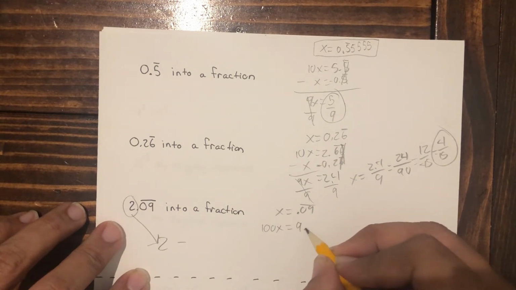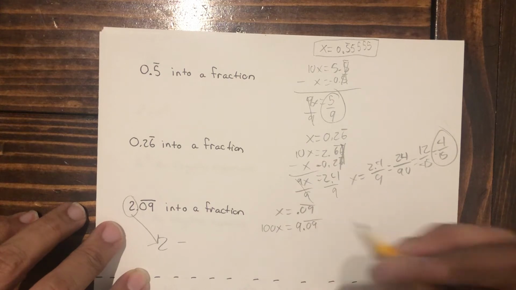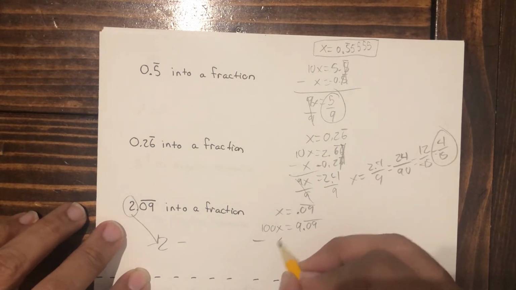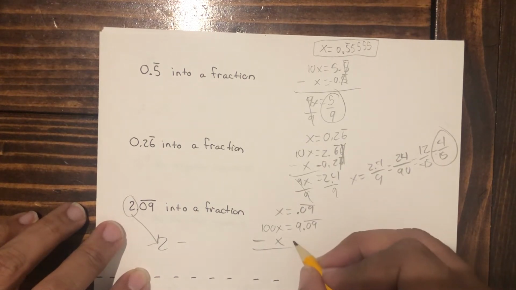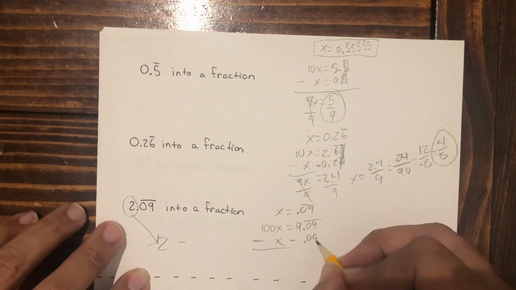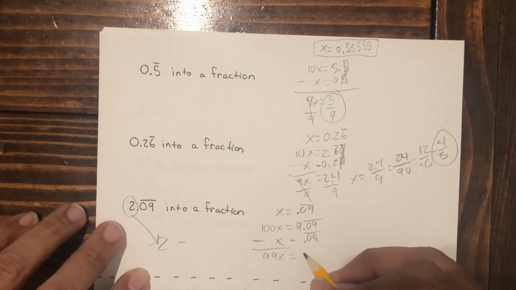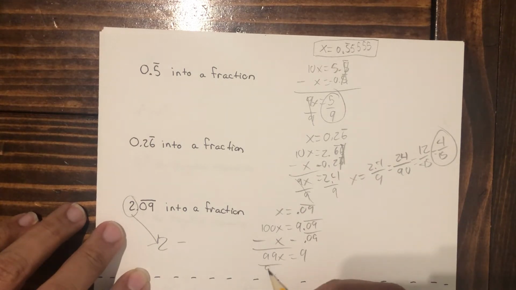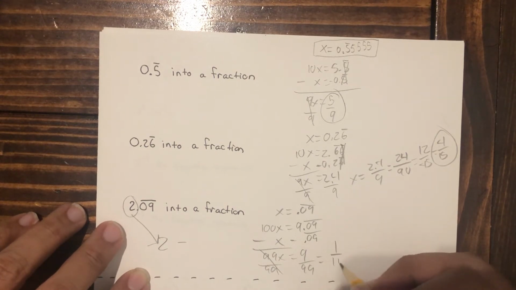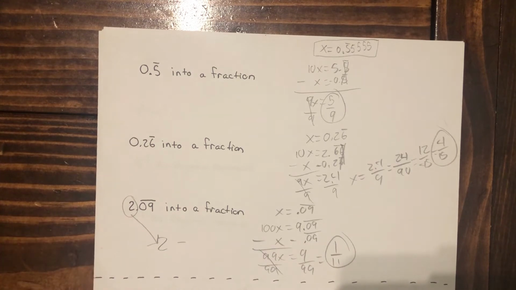That leaves us with 9.09 forever. Then we're going to subtract an x, subtract a 0.09 forever. We're going to be left with 99x equals 9. Divide by 99, divide by 99. These are obviously both divisible by 9, so we get 1/11. Okay, that's the pattern for which we do this.